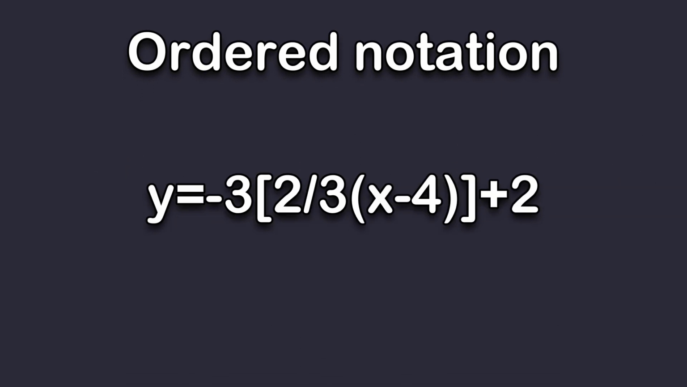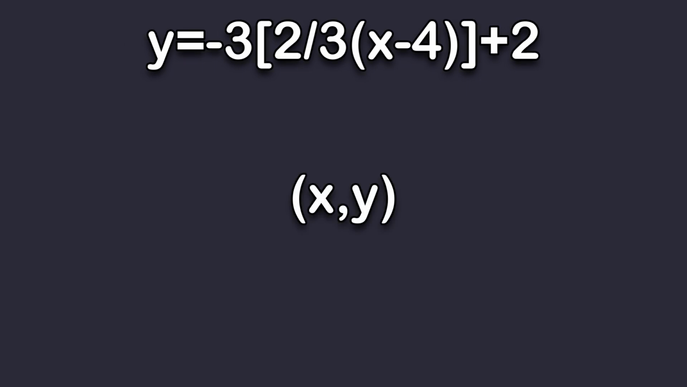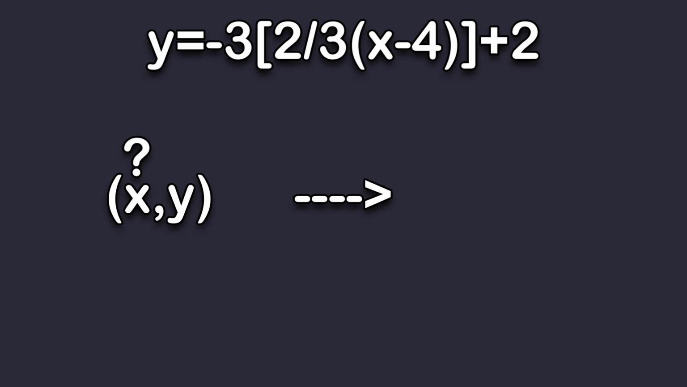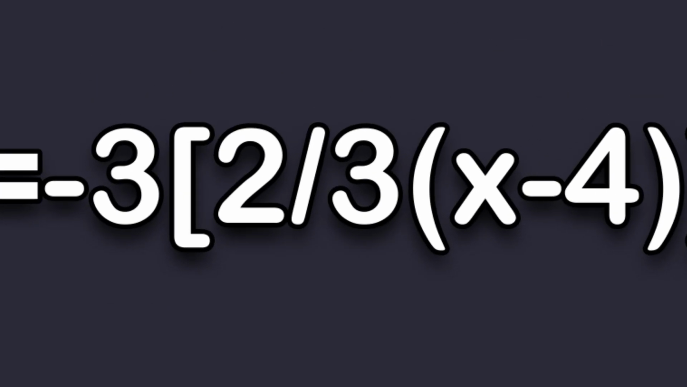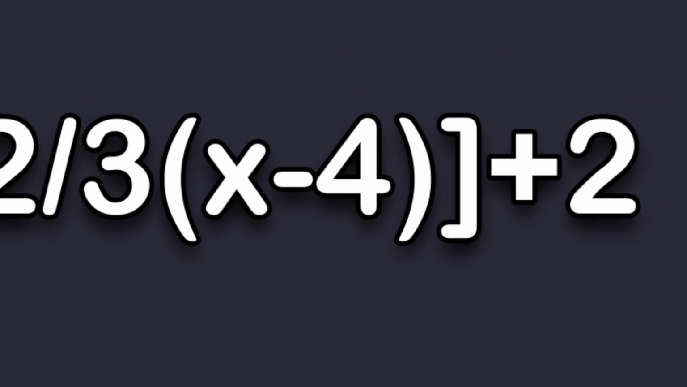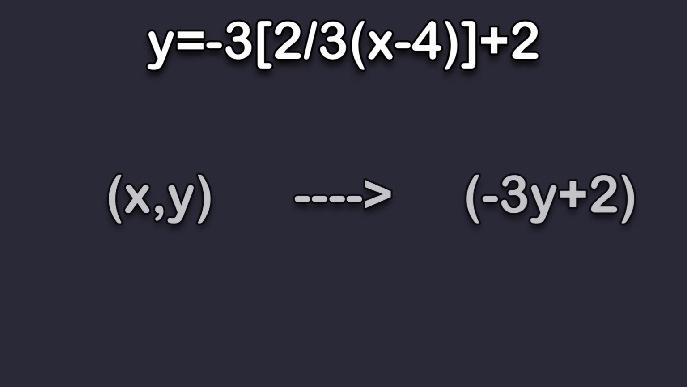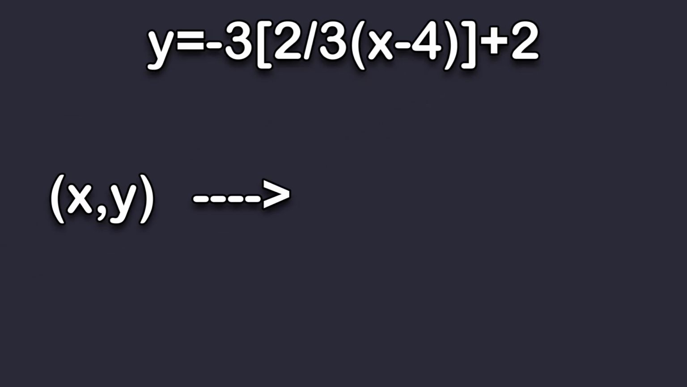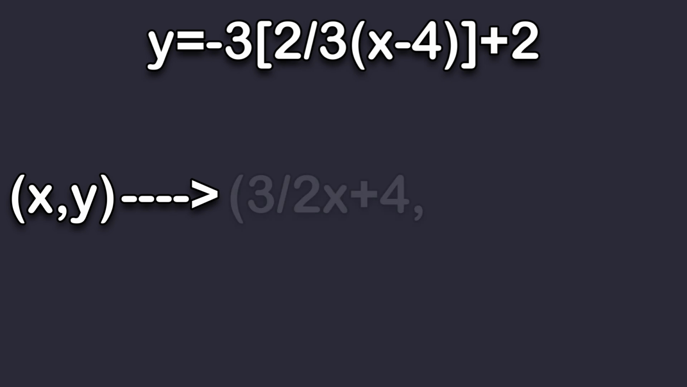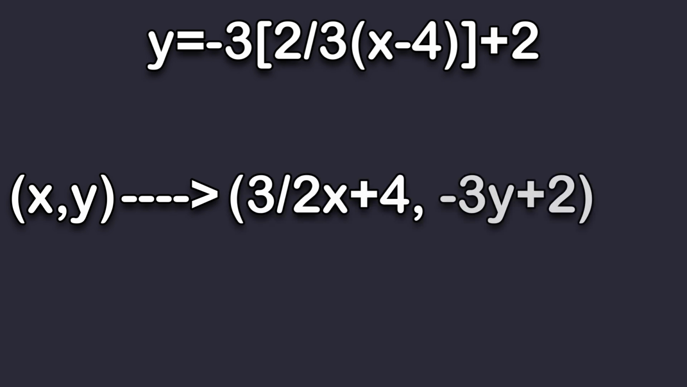We'll use the equation from earlier. Start by writing your x and y. This is your initial function. Then write an arrow indicating the transformed one. What happened to the x? It was stretched by a factor 3 over 2 and had been translated 4 units to the right. So, 3 over 2 times x plus 4 is what our x equals. Our y was times by a factor of negative 3 and moved 2 units up, so negative 3 times y plus 2. Meaning our final notation is (x, y) turns into (3 over 2 times x plus 4, negative 3 times y plus 2). And done.